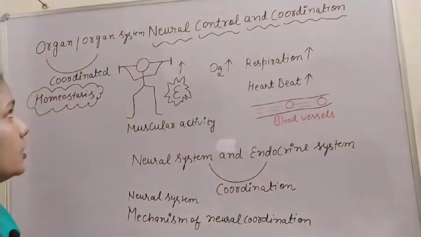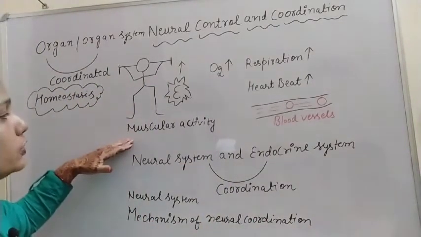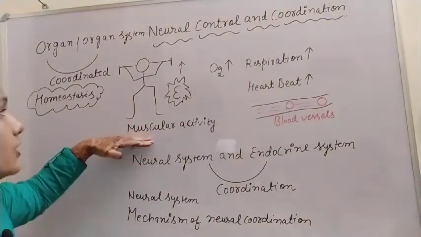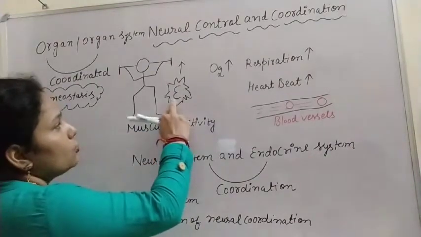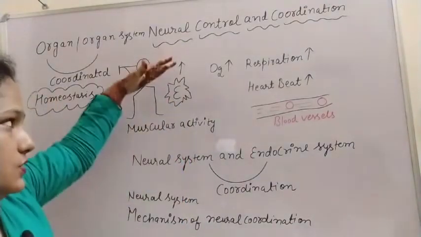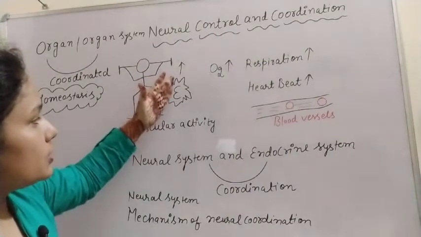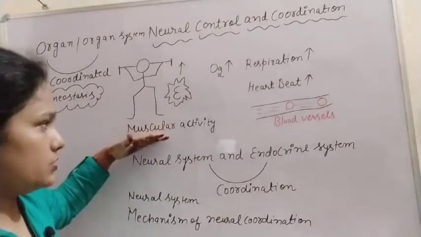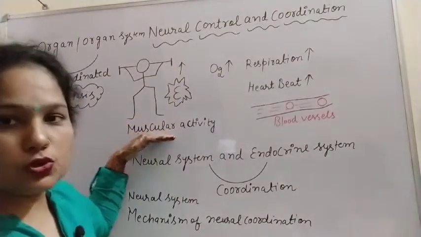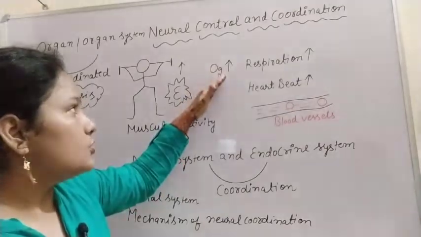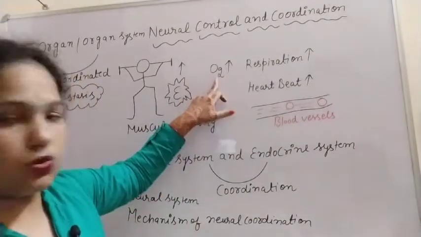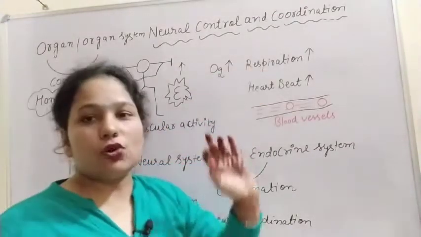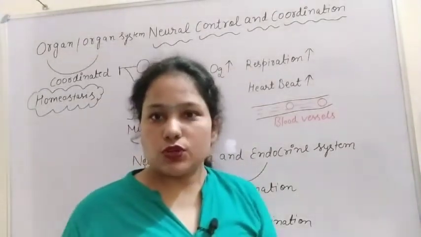How? Let us take one example. When we are doing muscular activity or exercise, at that time the energy demand of our body is increased, to supply energy to our muscles. And muscles also use oxygen for their work, so the oxygen demand is also increased. And if oxygen demand is increased, then the rate of respiration is also increased.